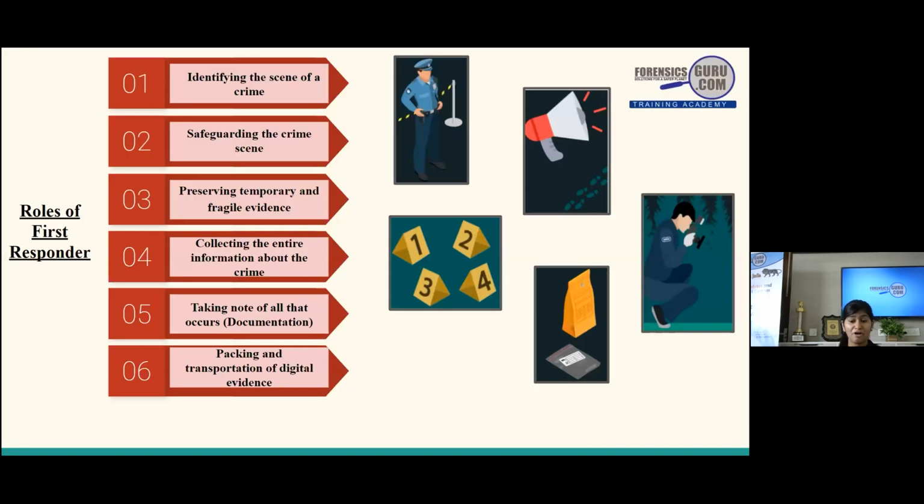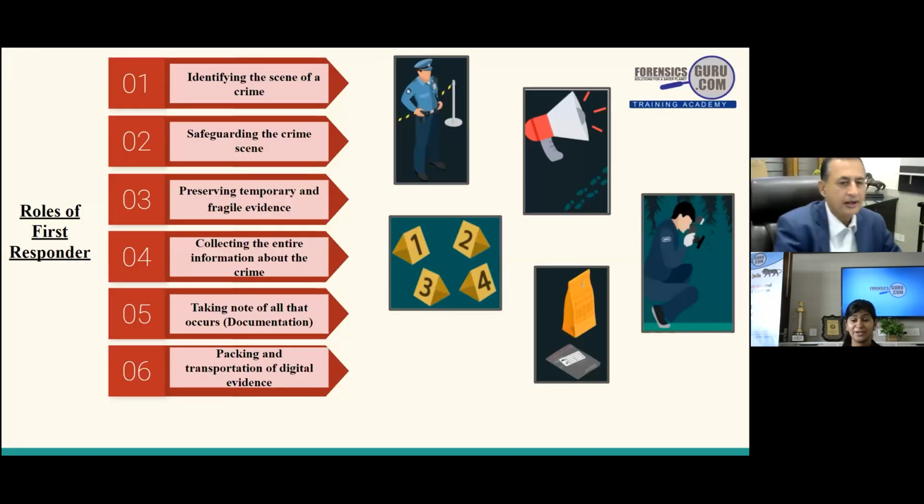All right, so moving forward, a first responder. Now the first responder is absolutely ready with all the precautions and with all the tools and technology to go to the incident location. Reaching the incident location, what role will he or she be playing? So what are the roles of the first responder or the investigating officer? Let's quickly go through them.